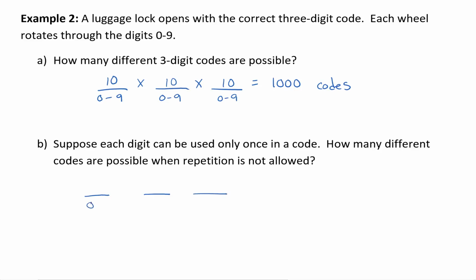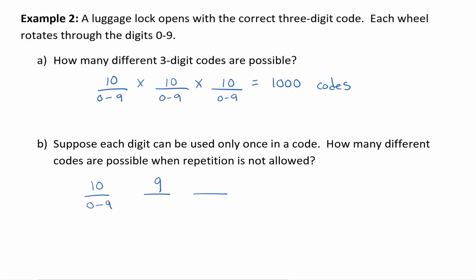For the first one, I can still use any number 0 to 9, so there's still 10 possibilities. But what happens when I've used one of those numbers? I've used either 0 or 1 or 2 or 3 or 4 or 5 or 6 or 7 or 8 or 9. Does it matter which one I choose? No. What matters to us is that there's only going to be 9 possible outcomes left, right?